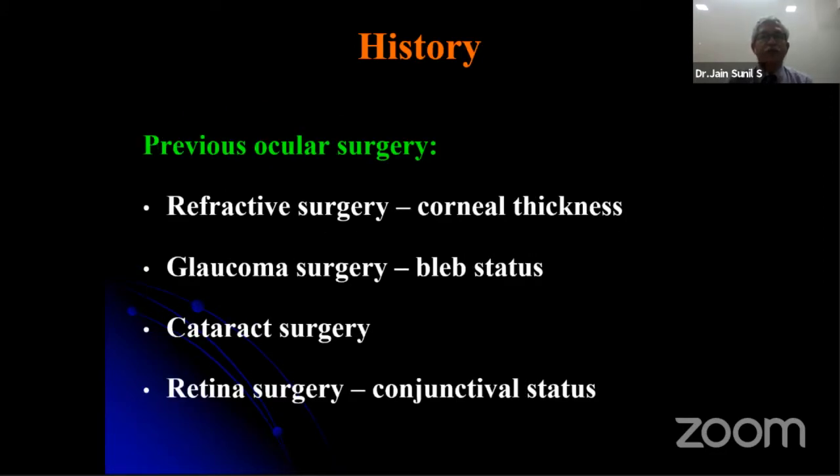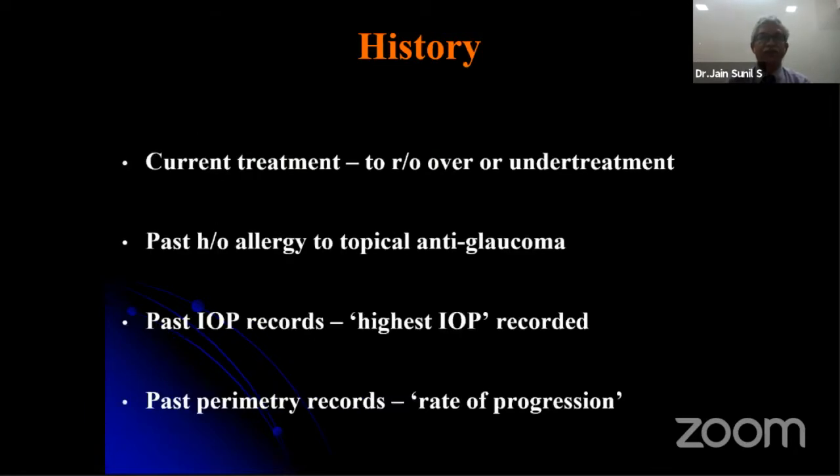Any history of past ocular surgery in the form of refractive surgery, as we know, might affect the corneal thickness measurement and might cause under-recording of the intraocular pressure. Any history of glaucoma surgery might indicate the bleb status, so if there's a failed bleb, that might be the cause of the rise in intraocular pressure. A history of cataract surgery and whether it caused any complications might result in secondary glaucoma. For retinal surgery, especially if silicone oil has been used or excessive conjunctival manipulation has occurred, we have to keep that in the back of our mind.